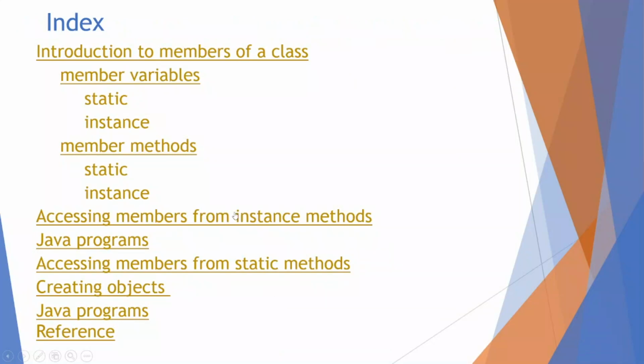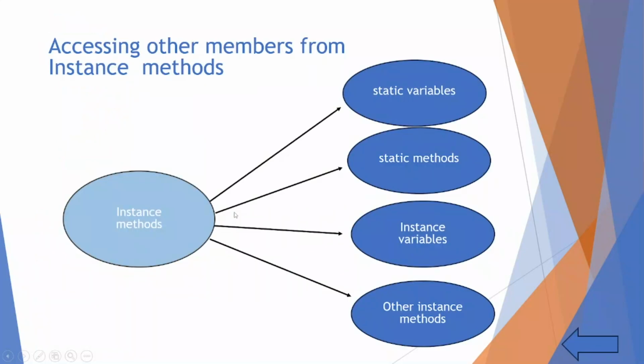Now accessing members from instance methods. How many members are there? Static variable, static method, instance variable, instance method. So how to access all four members, not the constructors, from an instance method? Instance methods can directly access any member of the class except constructors. First, it can access static variables. Second, static methods. Third, instance variables. Fourth, other instance methods. Let's see.